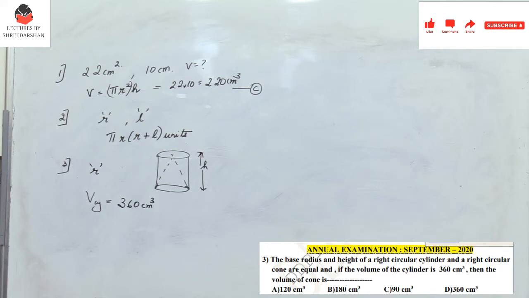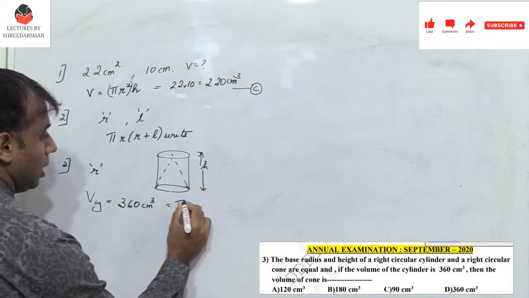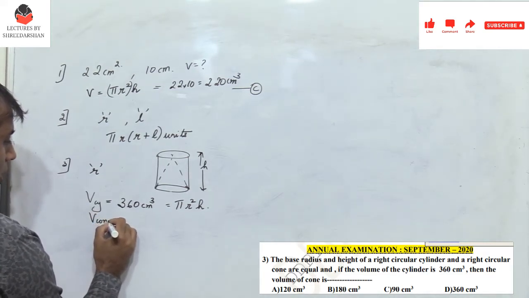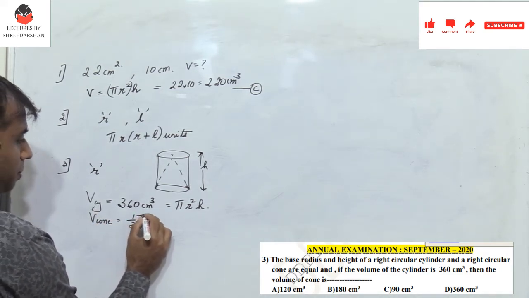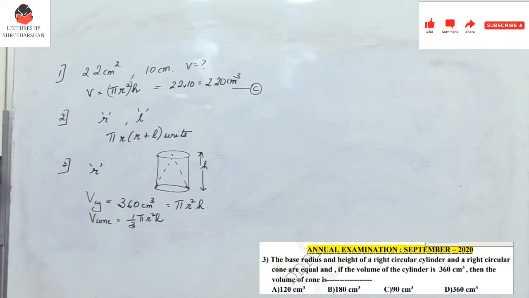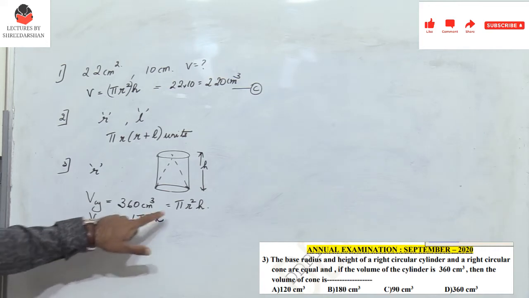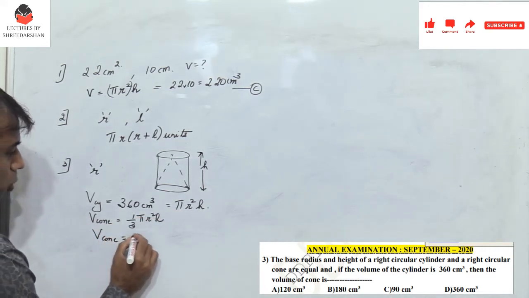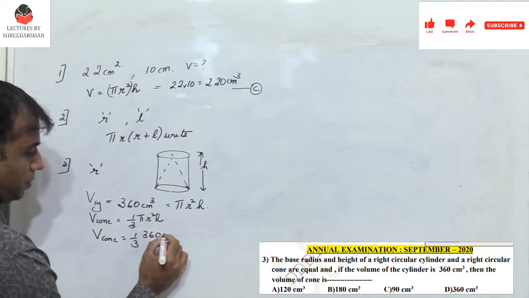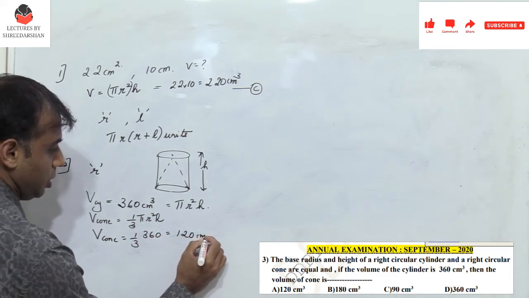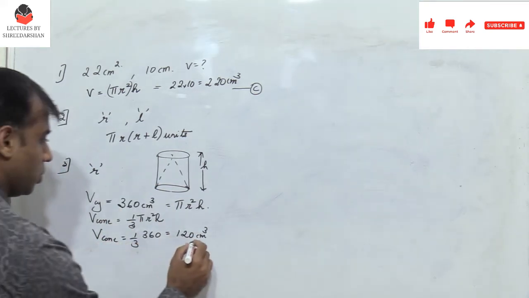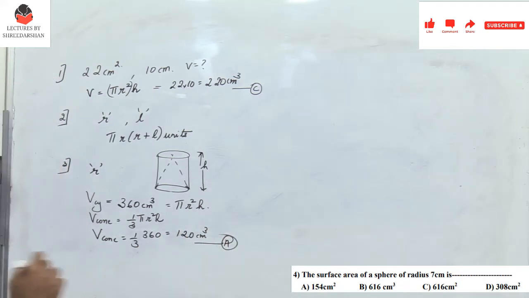Now we know that the volume of the cylinder is nothing but pi r square h, whereas the volume of the cone is 1 by 3 pi r square h. Therefore the volume of the cone is nothing but 1/3 the volume of the cylinder. So the volume of the cone is 1 by 3 into 360, which is 120 centimeter cube. So 120 centimeter cube corresponds to option A.